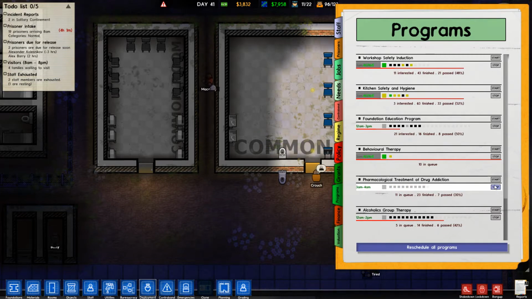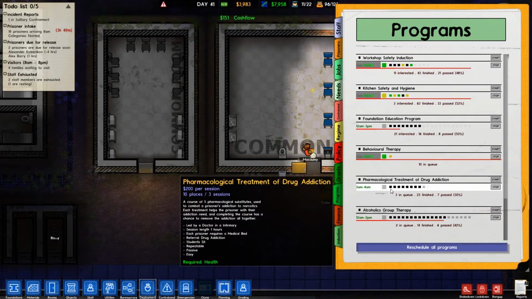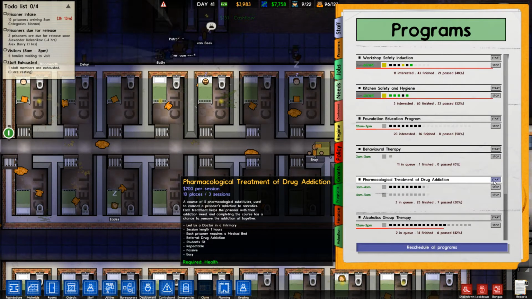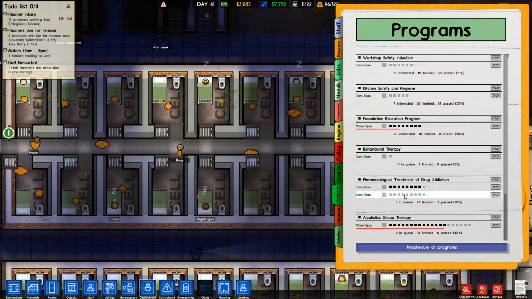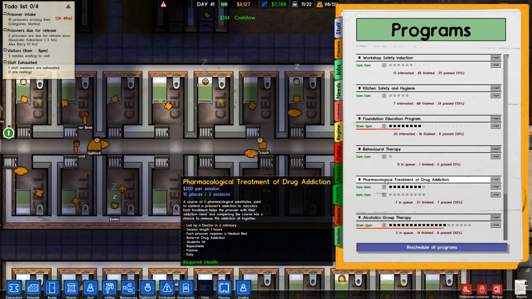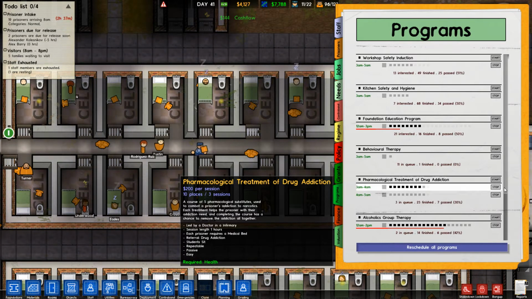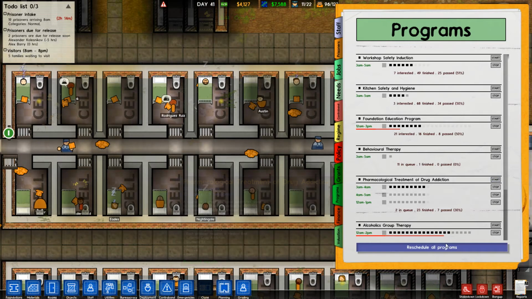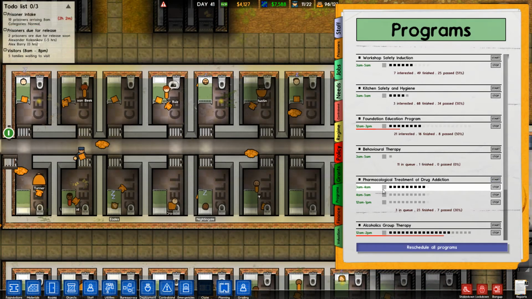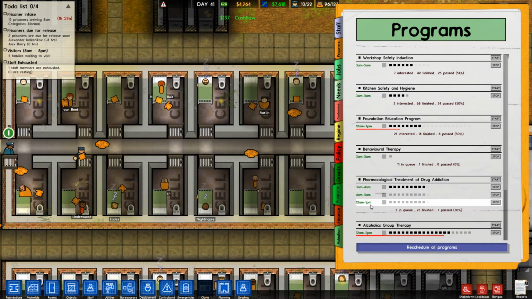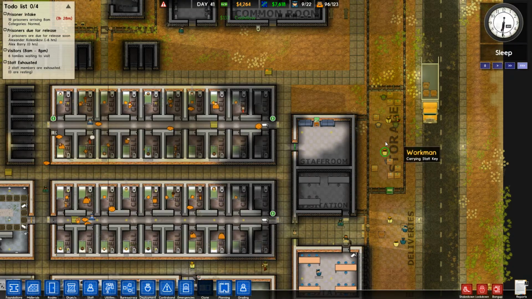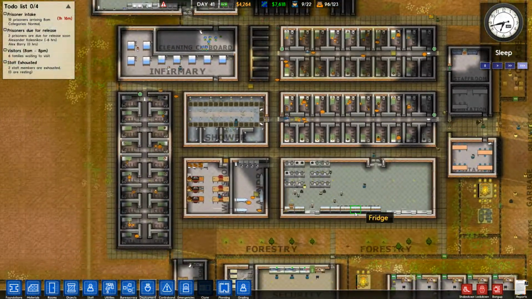Programs. Reschedule all the programs. Is there a maximum amount of people? 10 places. Brilliant. Session length 1 hour. Maybe that chair thing didn't really work. Okay, 90 new prisoners in 90 minutes.